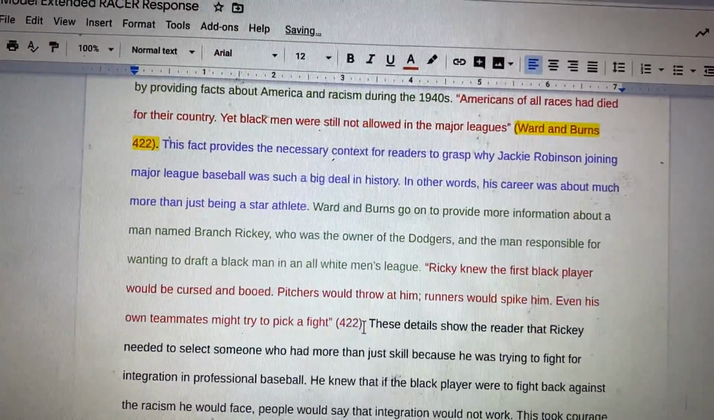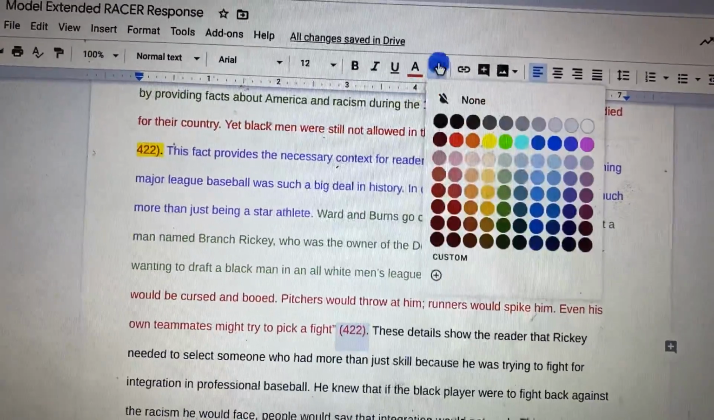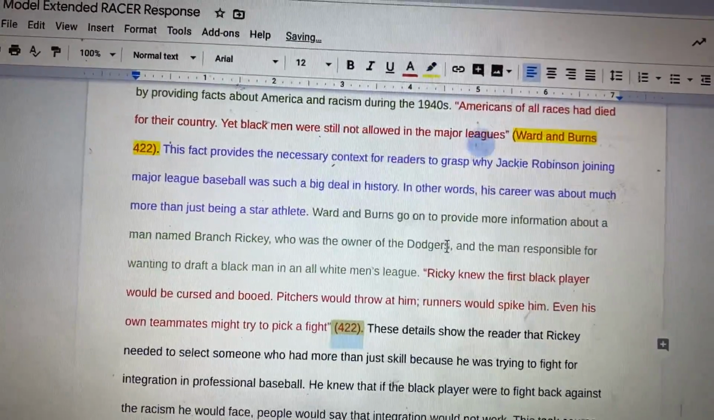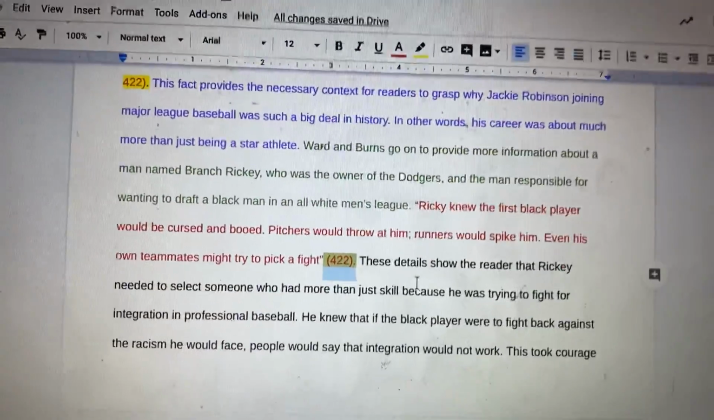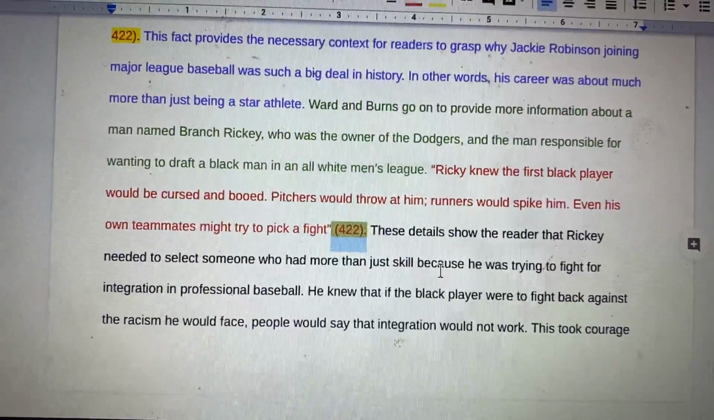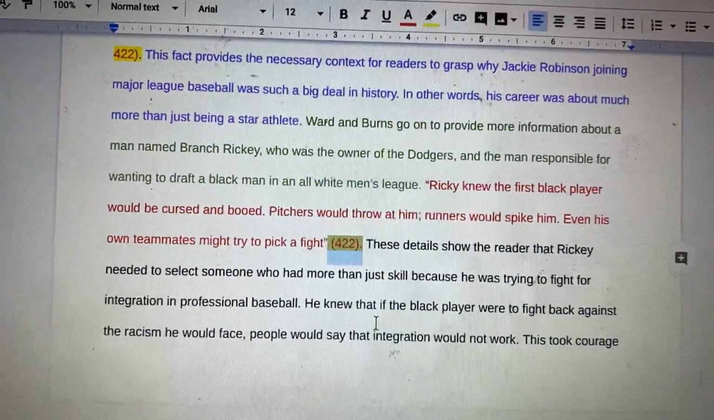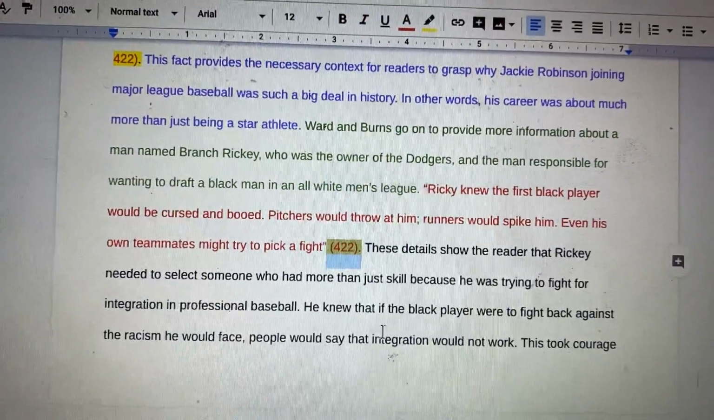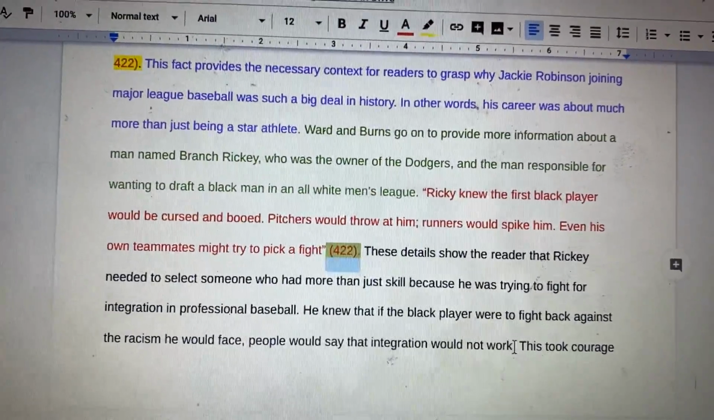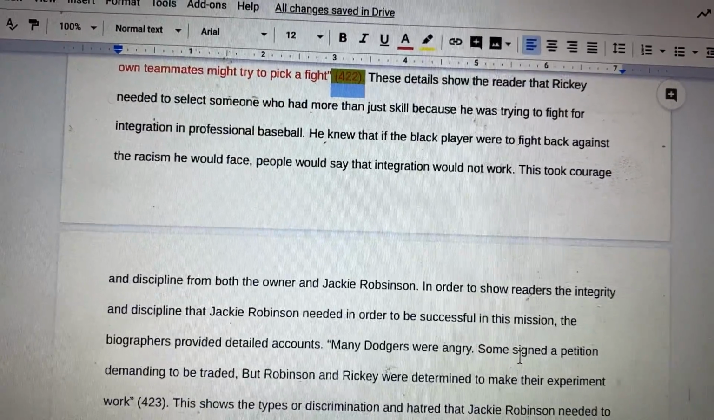And now, I don't need to keep putting the author's last names because I am quoting from the same text throughout. So I just put the page number. These details show the reader that Rickey needed to select someone who had more than just skill because he was trying to fight for integration in professional baseball. He knew that if a black player were to fight against the racism he would face, people would say that integration would not work. This took courage and discipline from both the owner and Jackie Robinson.